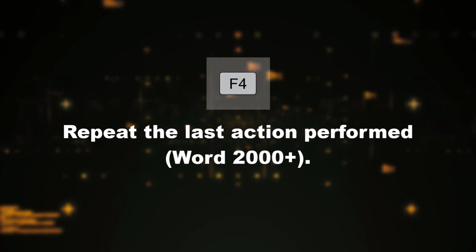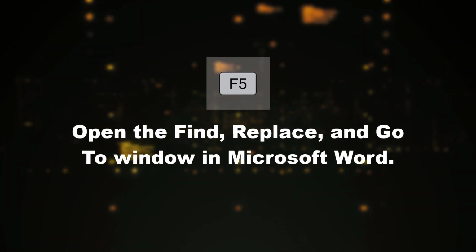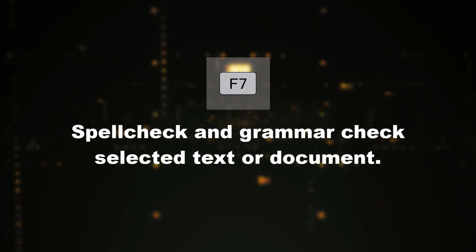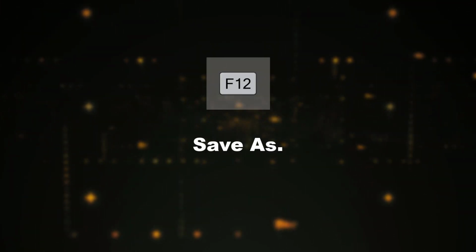F4 repeats the last action performed. F5 opens the find, replace, and go to window in Microsoft Word. F7 spell checks and grammar checks selected text or the document. F12 is save as.